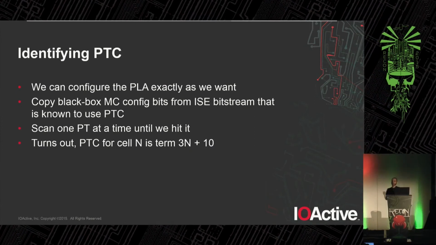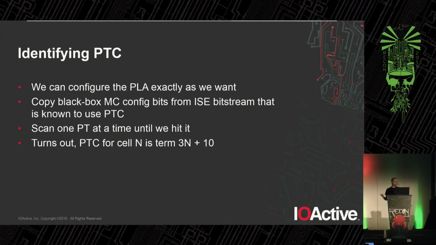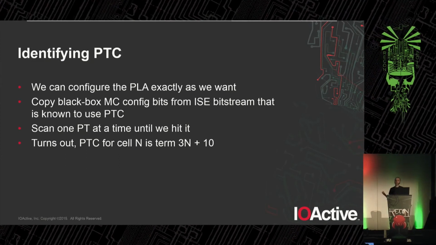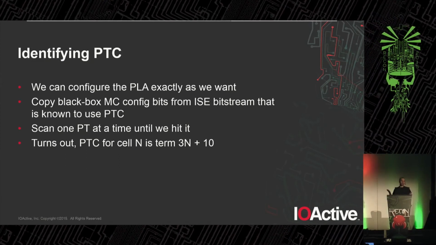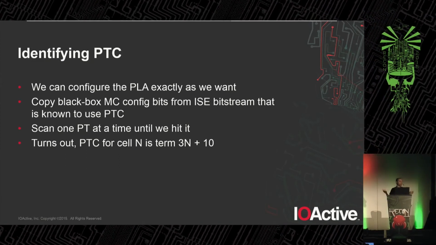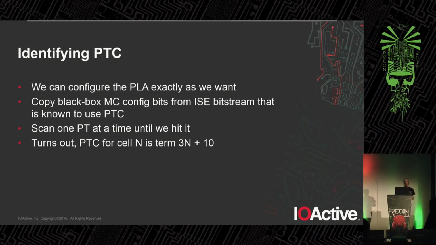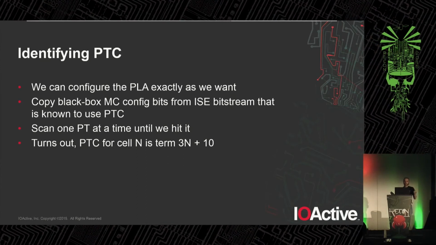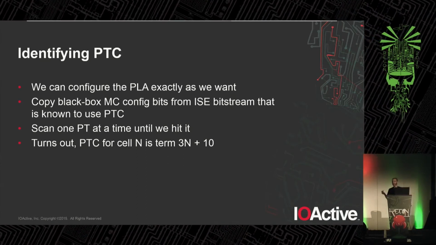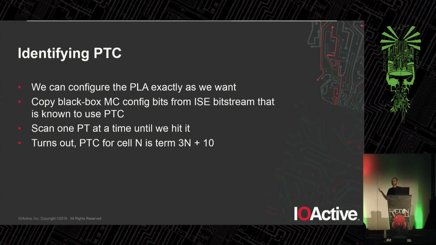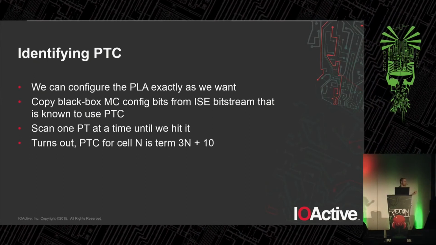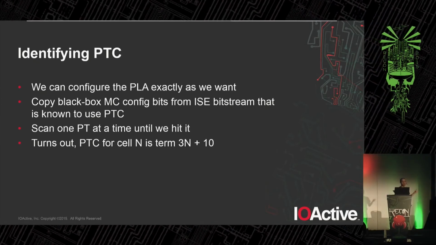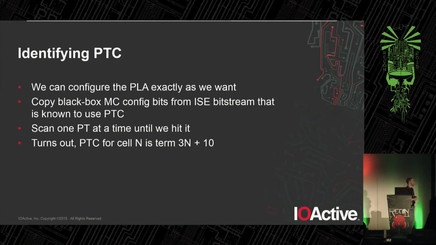The compiler, trying to optimize speed, does this by default if you're not using the OR array. So therefore, just by creating an equation like y equals x in your source code, you can trivially produce a bit stream that uses product term C. So all we have to do is make something that uses product term C. We'll spam these black box macrocell bits into all of the outputs and just start feeding inputs into various product terms until we find one that hits. Well, it turns out it is zero-based term 3n plus 10.